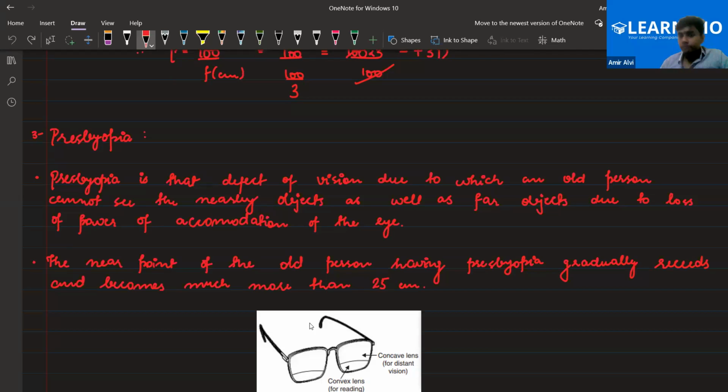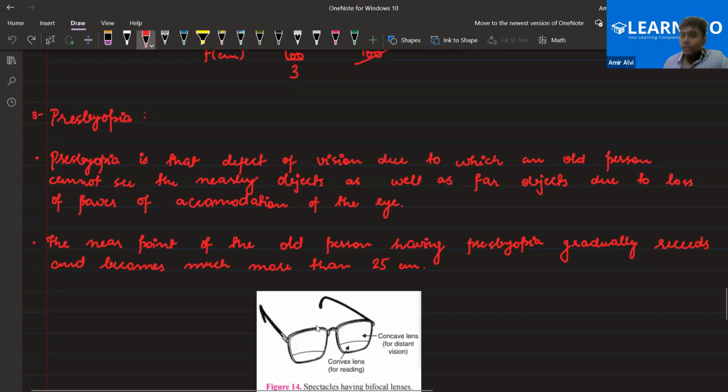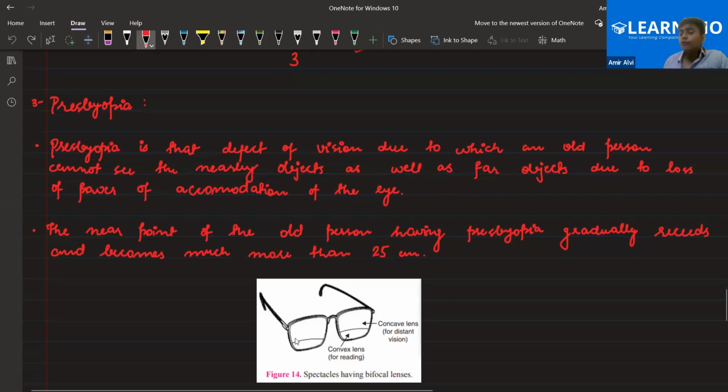Okay. So in the majority of the cases, the person cannot see the nearby as well as the far objects clearly. So that's why the lens used is a bifocal lens here. In the upper part, the concave lens is used to see the distant object, and in the lower part, the convex lens is used for reading, to see the nearby objects.